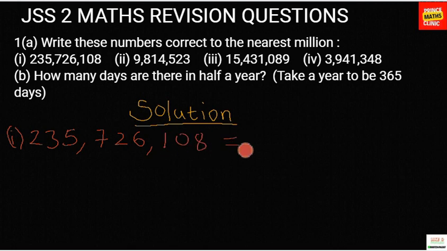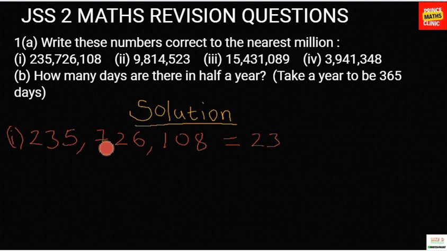235,726,108. Now to write this to the nearest million, you write 2, 3. Then this is the million. You look at the value after the million. Once it is 5 and above, you approximate it. You change it to become 1, because in the process of approximation in mathematics, we have only 2 numbers, and those numbers are 0 and 1. Numbers from 0 to 4 are usually rounded down to 0. Numbers from 5 are usually rounded up to 1.